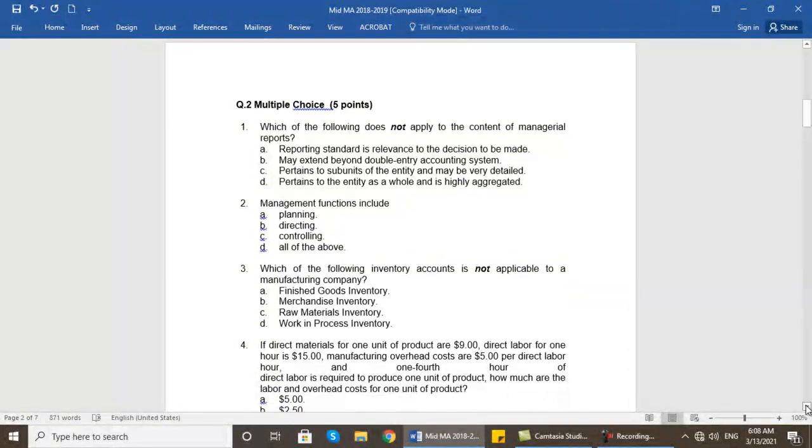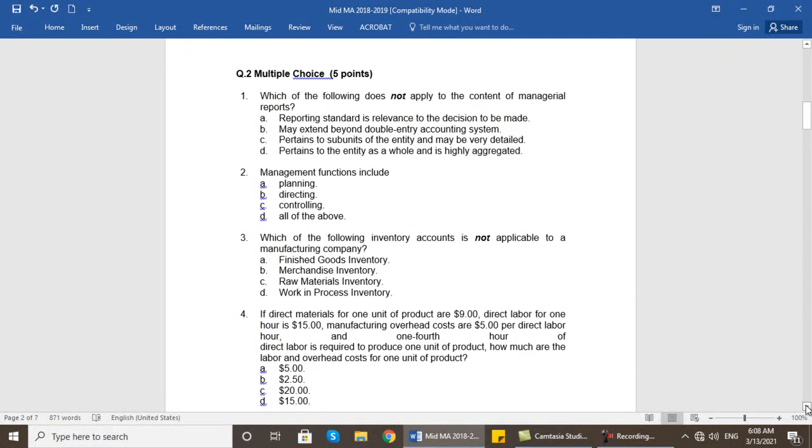Now, multiple choice questions. Which of the following doesn't apply to the content of managerial reporting? Reporting standard is relevant to the decision to be made; may extend beyond the double entry accounting system; pertains to subunits of the entity and may be very detailed; pertains to the entity as a whole and is highly aggregated.